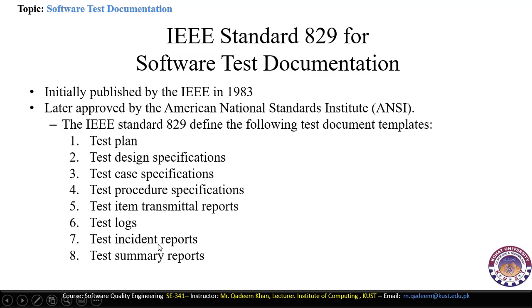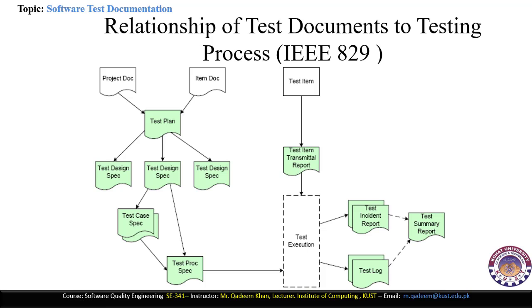Then we have test incident reports. Test incident reports contain certain problems that arise during the testing. So if there are certain problems that arise during the testing, then we will document all these issues in the test incident reports. And at the end, we have the test summary reports. It contains a brief summary about the full testing process.